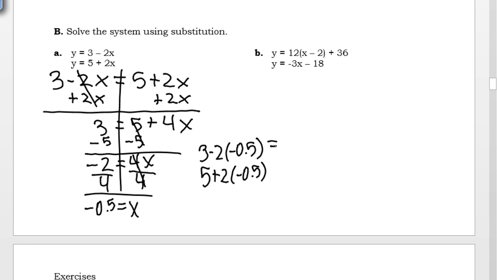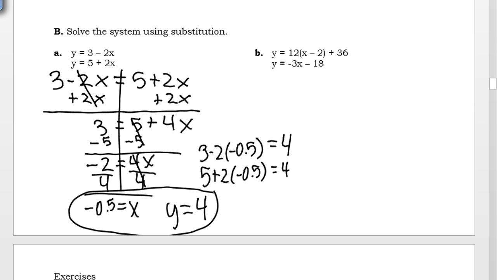So, multiplication first. 2 times 0.5 is 1. A negative and a negative mean that's going to be a plus 1. 3 plus 1 is 4. 2 times 0.5 is 1, but it's negative, so 5 and negative 1 is 4. I got the same answer for both, so I know my x and my y are the correct answers.